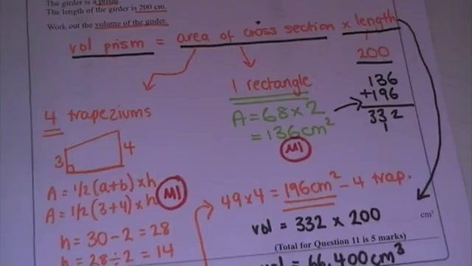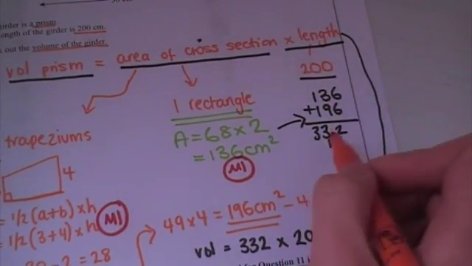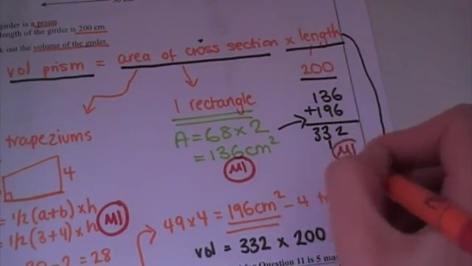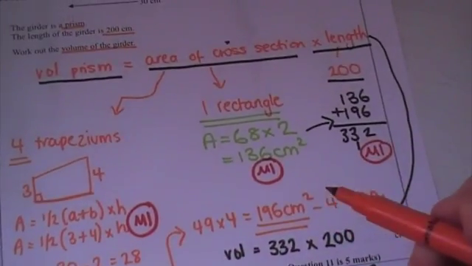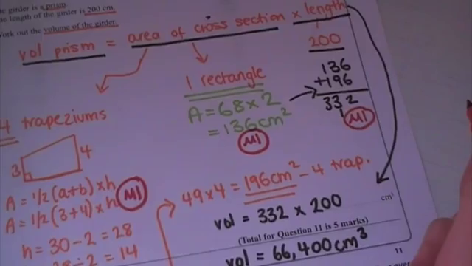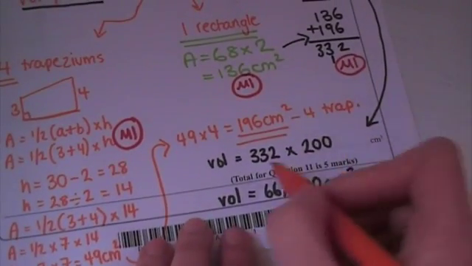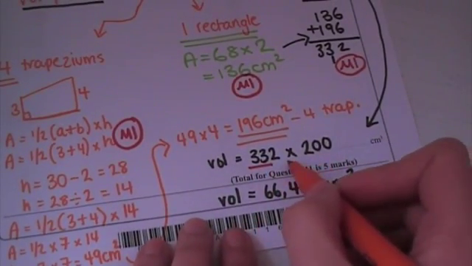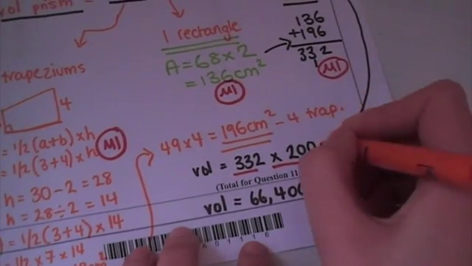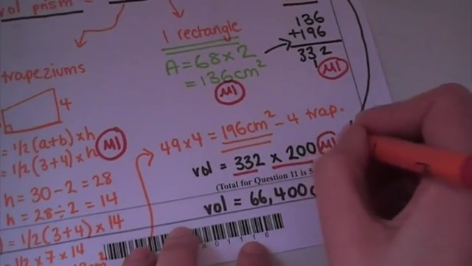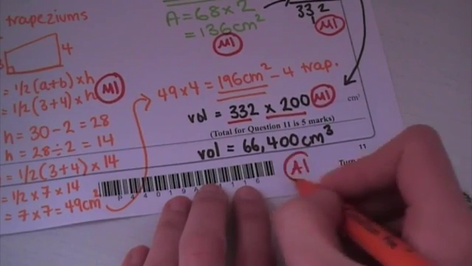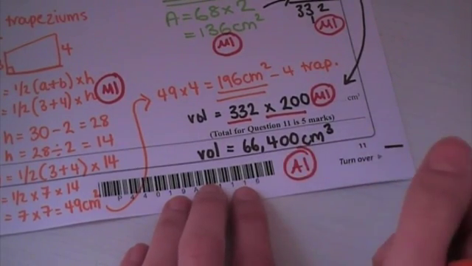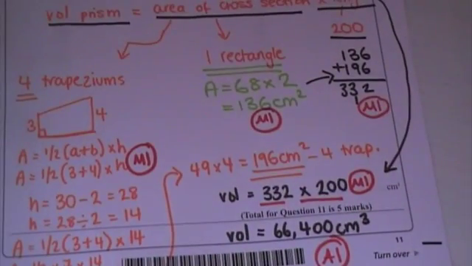Third mark is for finding the total area, so that's for adding these two together. So remember, we had to do 49 times 4 and then add the 136. The fourth mark is for taking your total area and realising you have to times it by 200 to get the volume. And that fifth and final mark is for getting the answer correct, 66,400. 5 marks in total.